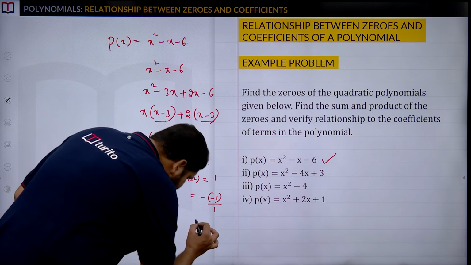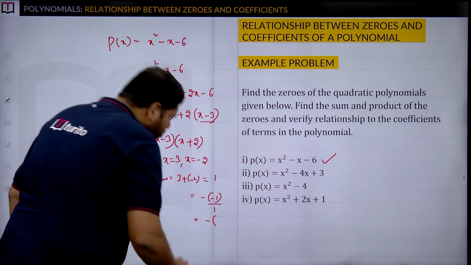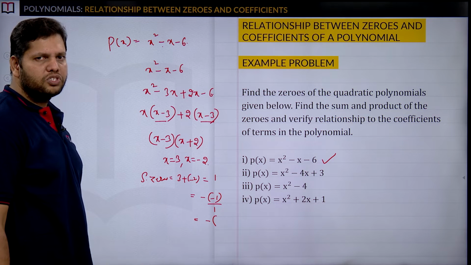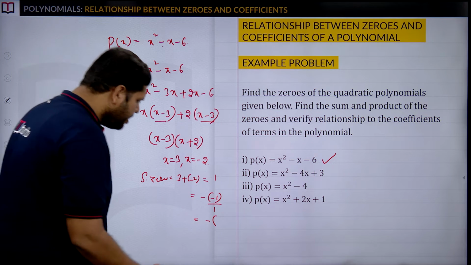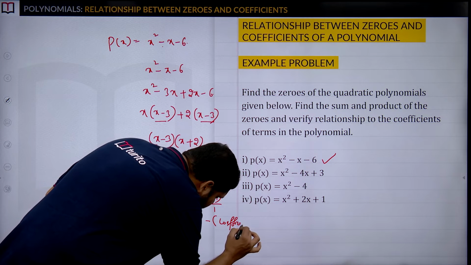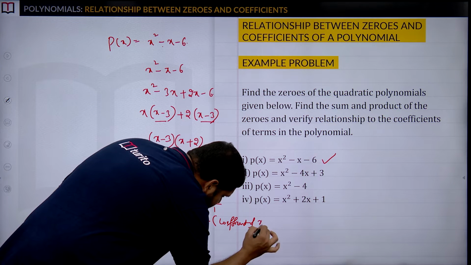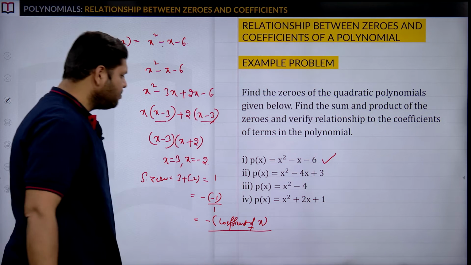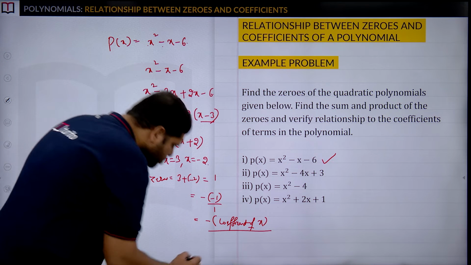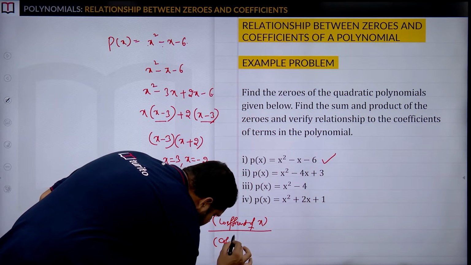Children, this minus, let it be. From the question, what is minus 1? Can I say minus 1 is the x coefficient? So I can write it as coefficient of x. And what is the 1, children? Can I say x square coefficient? So I can say it is coefficient of x square.